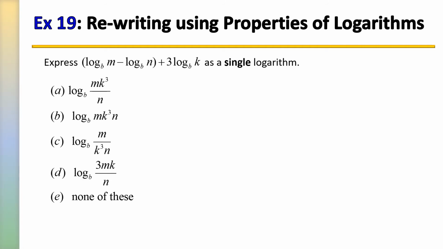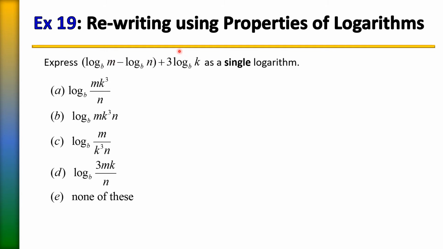In this example, we're asked to express this log as a single log. So this time we're going to do the reverse. We want to write it as one single log instead of an expanded form of a log. So looking at what we're given, I see here we have a subtraction sign, which means that we're going to have the quotient rule involved. So it's going to be this log on top and this under the bottom, log base b with the m on top and the n under the bottom.